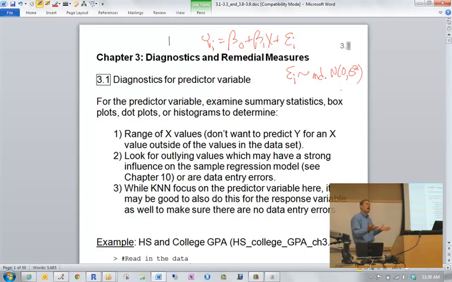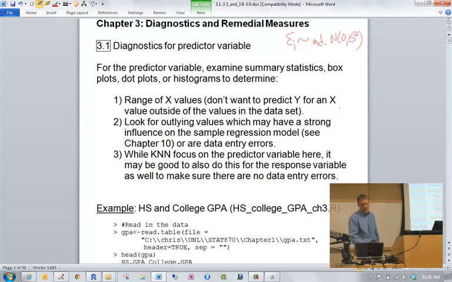Let's say if you had thousands of observations, you can't necessarily just look at every single one to look for that data error. How can we make those determinations? That's what this chapter 3 talks about. We're going to do diagnostics on our model to make sure everything's okay, and then we'll talk about what we can do to fix problems that occur, remedial measures. So first of all, diagnostics for a predictive variable.